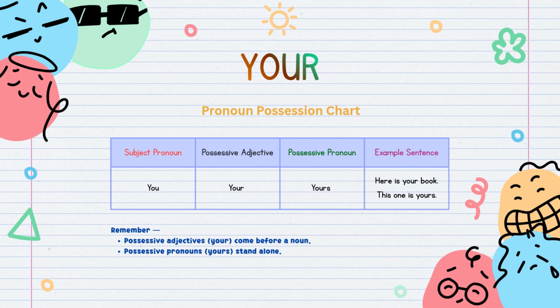Remember, possessive adjectives like "your" come before a noun, like this is your pencil. Possessive pronouns, "yours," can stand alone, like yours is to the right.